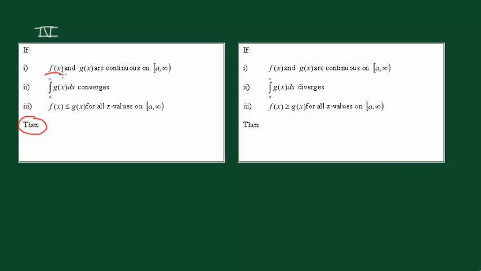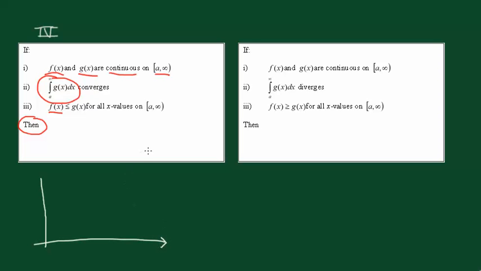It says you have two functions, f of x and g of x, and they're both continuous on some interval a to infinity. Also, we know that the integral from a to infinity of g of x converges. So what's going to happen if the integral from a to infinity of g of x converges and f of x is always less than or equal to g of x? What do you suppose is going to happen? Let's take a look at the graph.